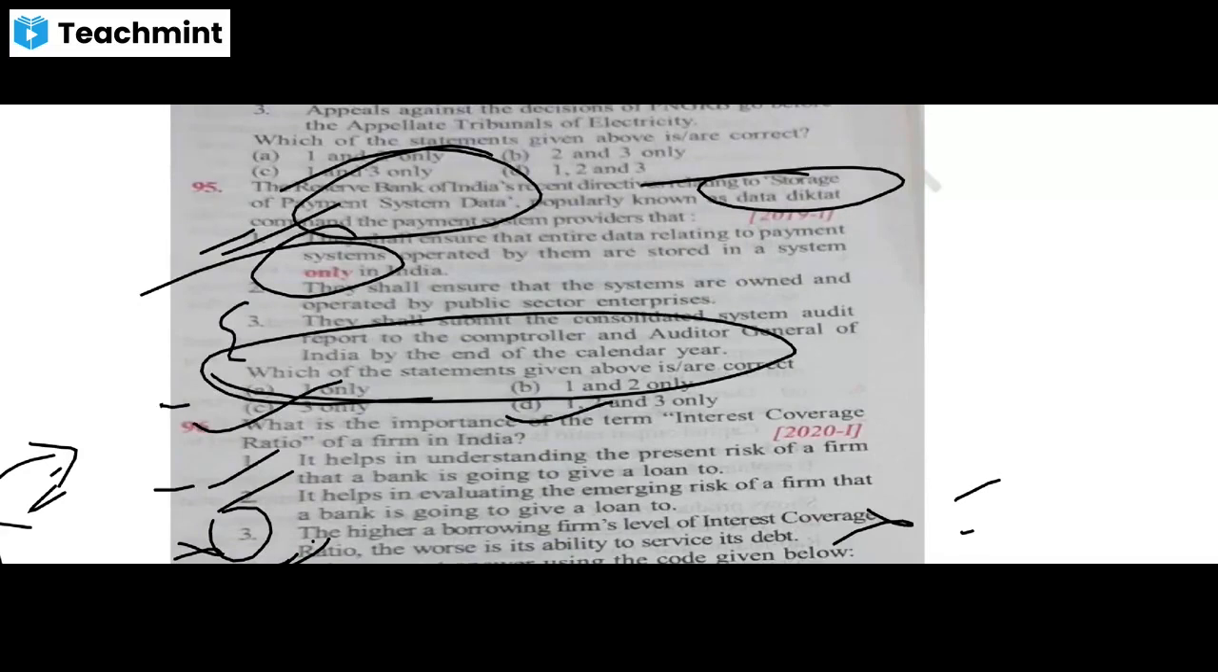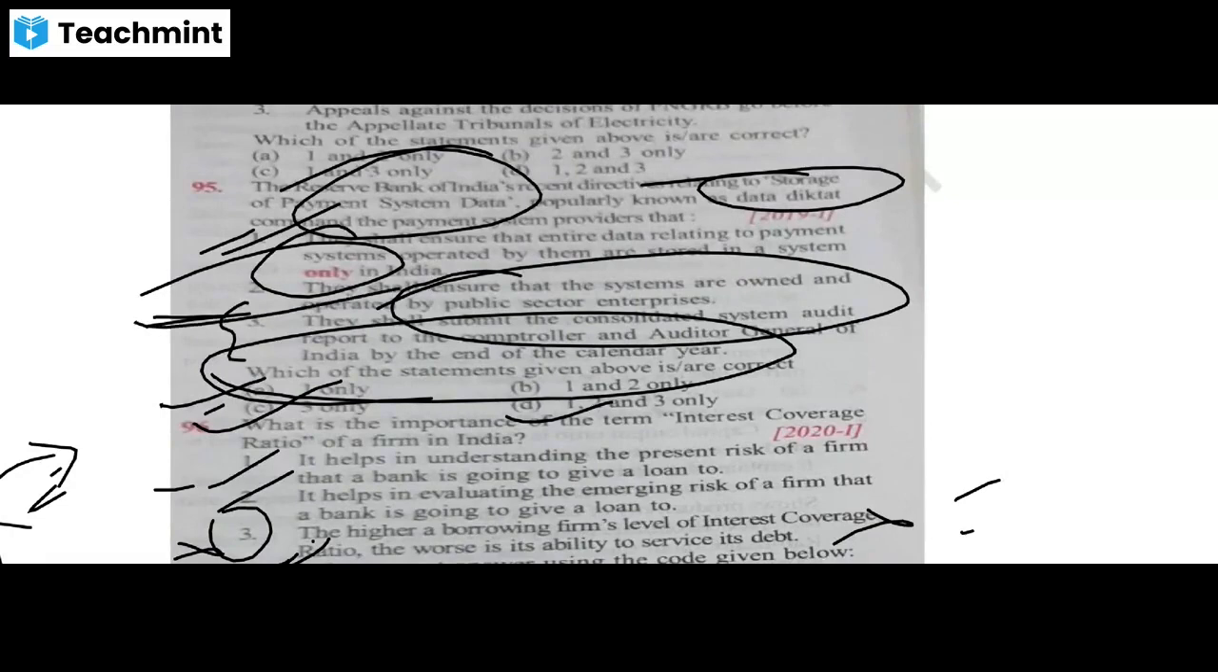And if you read statement 2 properly, they are saying that they shall ensure that the systems are owned and operated by public sector enterprises. This is something very vague. Why would only public sector enterprises do this? Anyone can; the private sector also can. Government cannot mention that only the public sector will do this, as it will increase the burden on the public sector. So you can eliminate statement 2 also. But let us discuss this in a bit more detail.